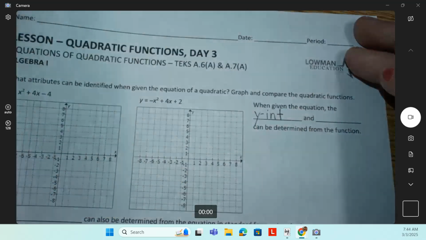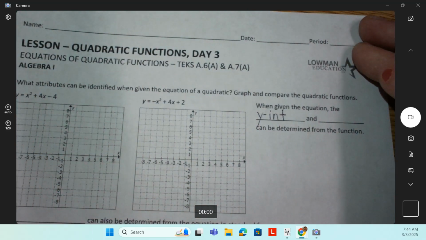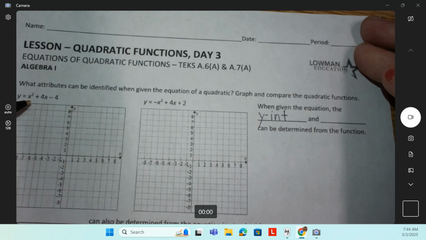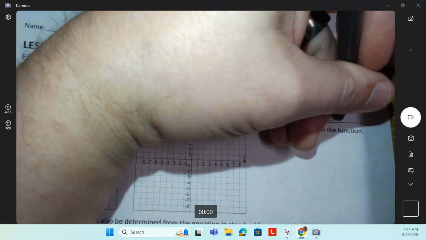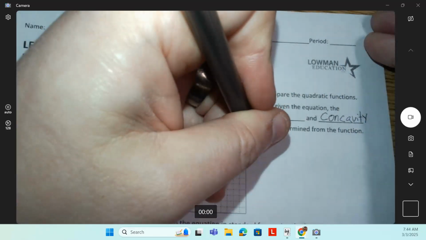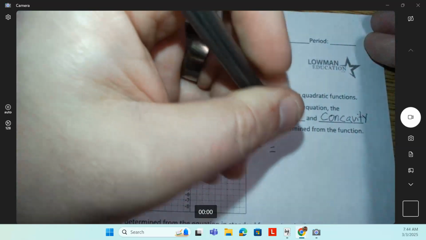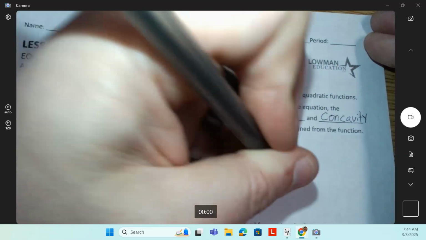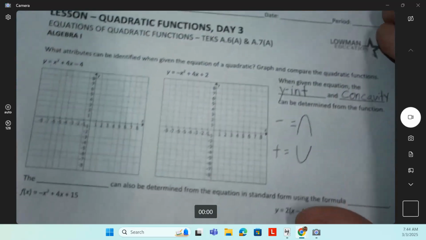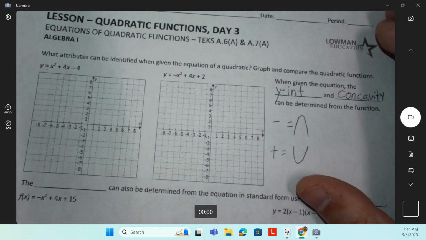And we can also figure out the concavity, so whether it's concave up or concave down, based on the sign at the front. So if the x squared is positive, it's going to be concave up. If it's negative, it'll be concave down. So negative would be concave down, positive, concave up. Just as a little reminder for us there.